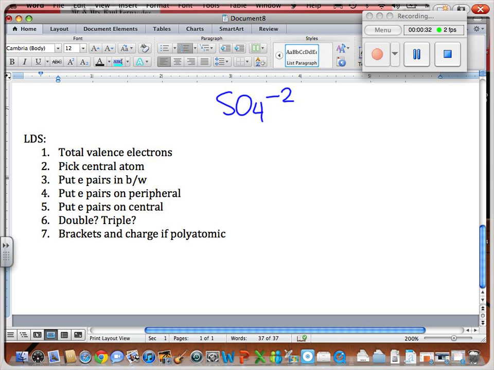I'm going to total my valence electrons. But here's one little thing we're going to add to this totaling of valence electrons. If it is positive, that means you've lost electrons. If it's negative, it means you have gained electrons. So in this case, I have a -2. That tells me that I have gained electrons. How many electrons have I gained? 2.